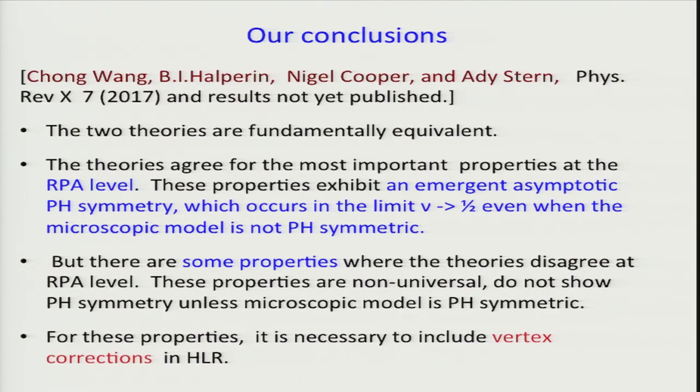And on the other hand, there are other properties, as Son has pointed out, where the theories just don't agree at the RPA level. And what we now believe is that these properties are not universal. In other words, there are some properties, and it's hard to tell in advance which, that are not automatically particle-hole symmetric. They only come out with a particle-hole symmetric answer if the original theory was particle-hole symmetric, if you've projected onto the lowest Landau level. If you don't project, then they will have deviations from particle-hole symmetry, maybe small ones.